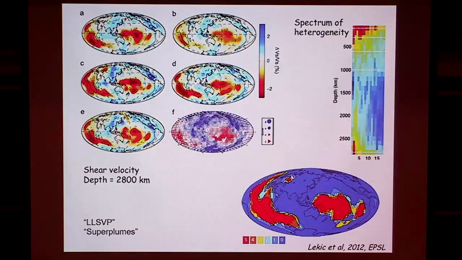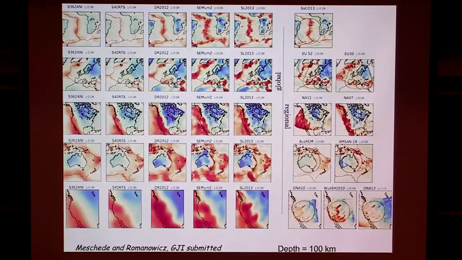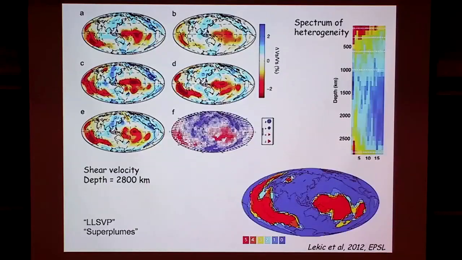So one more comparison. There's a lot of degree 1 power in the top 400 kilometers. Is that an artifact of hemispherical resolution? Well, there's a lot of degree 1 in the continent-ocean pattern. Yeah. The Pacific plate versus everything else is about degree 1.